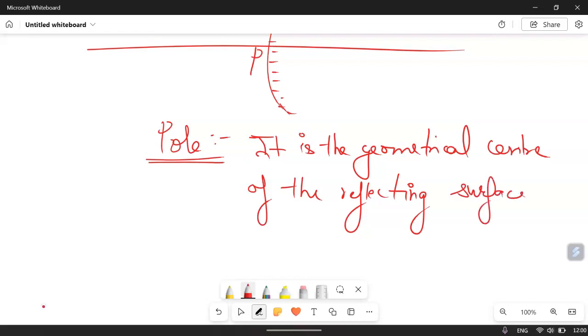So this is the reflecting surface. Suppose it is 10 centimeter. So reflecting surface का जो center होगा, pole वो 5 centimeter पे होगा. और इसे denote किया जाता है capital P से. तो इसको represent किया जाता है capital P से.